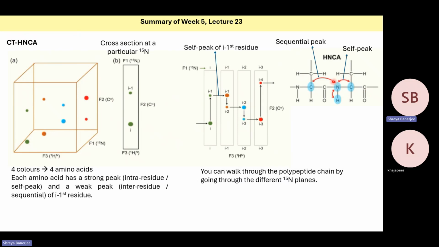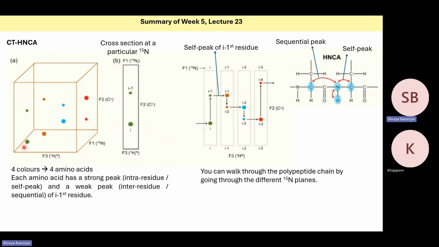But the transfer of magnetization from the N to the C alpha of the previous residue is called a sequential peak because it gives an idea about the sequence of the polypeptide. And this is the weaker peak because there is a longer distance between the nitrogen and the C alpha. So each amino acid will have this strong peak, the self peak, and the weak peak, or the sequential peak, for the I minus first, that is the previous residue.